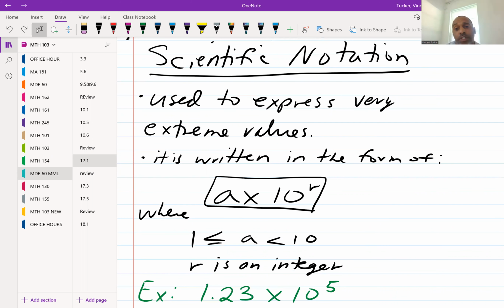So scientific notation is used to express various extreme values. It is written in the form of a times 10 to the r power, where a is going to be in between 1 and 10. And notice we have here, this is inclusive. That means it can be 1, but it cannot be equal to 10, and then r is an integer.